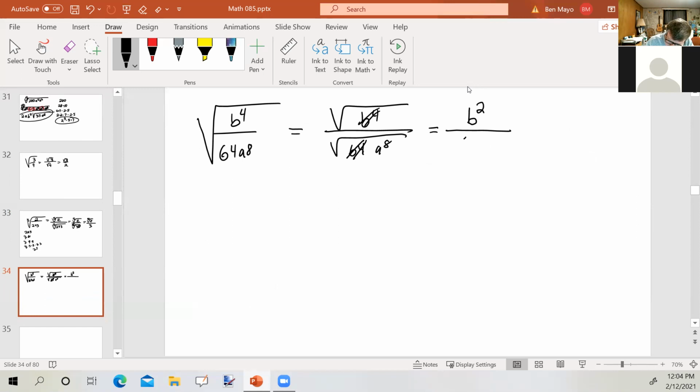Mm-hmm. What is that? 8. Okay. What about the square root of a to the 8th power? Would it just be a to the power of 2? Or wouldn't it just go to 4? Right? Because the square root of a to the 8th. Okay.